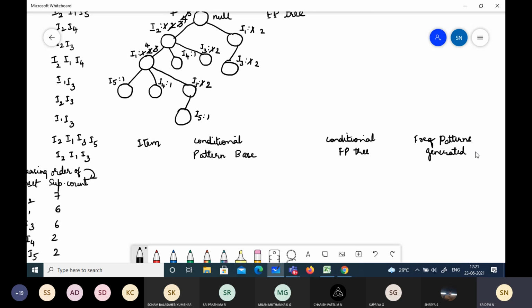Fine. We should always take the item with the low support count. So we'll start with I5. Item I5 will start. Now, to get I5, the patterns which are used.